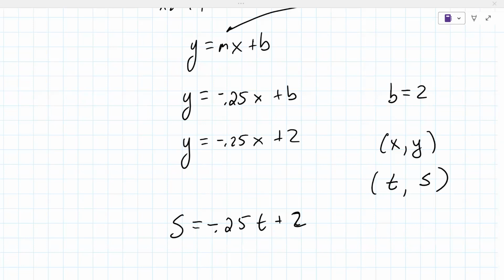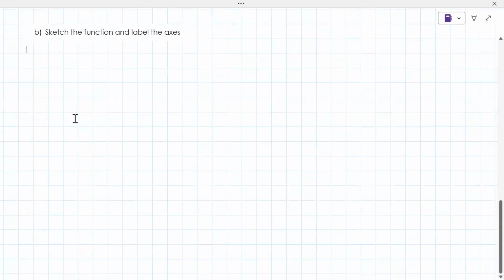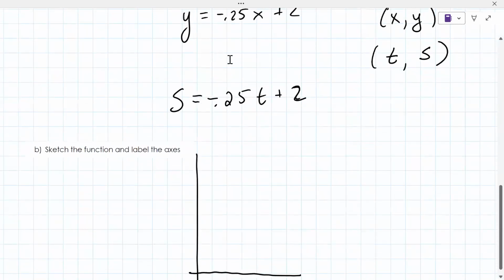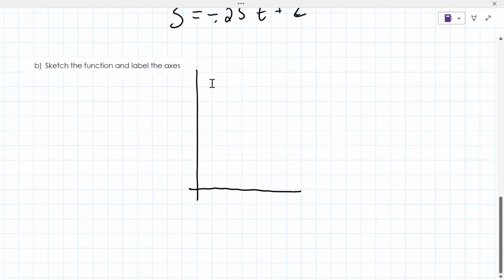All right. So the next thing here is to sketch the graph and label the axes. Again, if it's easier, just think of it in terms of x and y. If this is bothersome, go back to this one and graph this. It starts at 2, and then it goes down 0.25 each time. So your scaling really matters here. You also need to indicate that it can only be in this range.